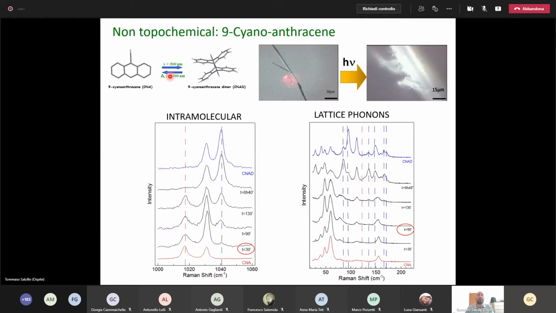And here I'm reporting the Raman spectra as an evolution of time in both ranges: the intramolecular range, so high frequency here on the left, and low frequency, where we can detect the lattice phonons, so the vibrations of the lattice. What is really, really strange is that after 30 minutes we can already see the reaction is occurring. We can see some peaks that belong to the photodimer. So the reaction is occurring very, very fast. On the contrary, by looking at the lattice phonons in the low frequency range, we can see a real change of the spectra just after 6 hours, and this is something that makes us very, very curious.